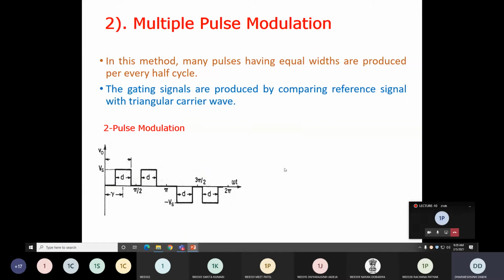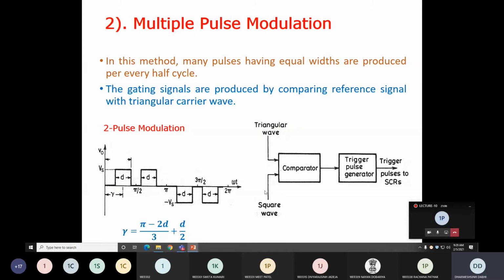So again the logic is the same. Compare the triangular wave with the square wave using the comparator circuit, and then at the output you get the pulse when the reference signal is more than the triangular wave. The logic is the same as we saw in the single pulse width modulation technique. So when your square wave is more than the triangular wave, you get the trigger pulse that turns on your thyristor or transistor, whatever switch you use. That gives the output voltage at the output side of the network.